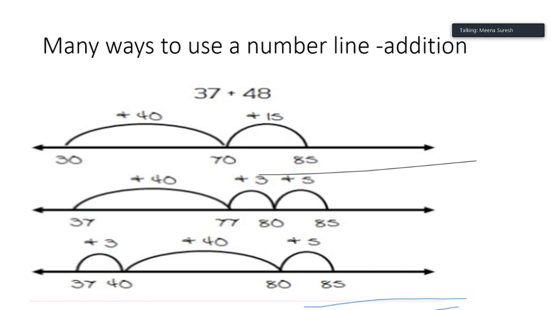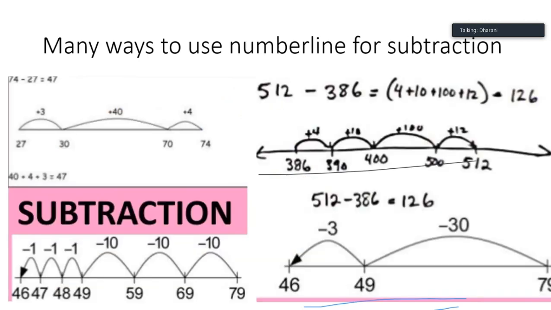I hope all of you are able to see me and be with me. I hope you are understanding what I'm saying. Yes, ma'am. Okay, the same thing with subtraction. When I want to do 74 minus 27, there are several ways to do it. Here, from 70, friendly number concept, 74 to 70, I take away 4, but I have to take away 27.